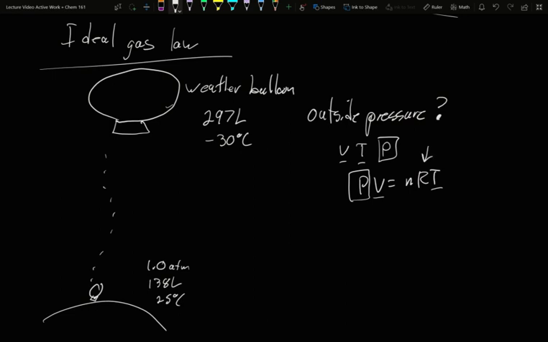R is constant, so we can look up from our list which R to use for the units we want. We're in atmospheres, so probably the R for atmospheres of 0.08206 atmospheres, liters, mole, and Kelvin. So we know R. What I need is moles. If I knew how many moles of gas was in that balloon, I could solve the pressure.